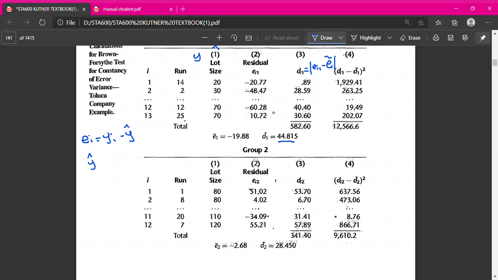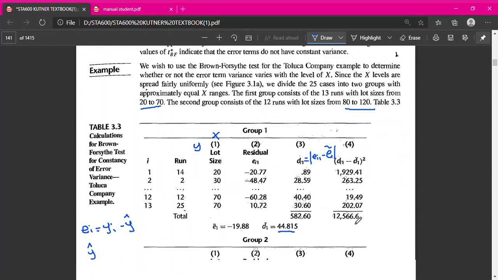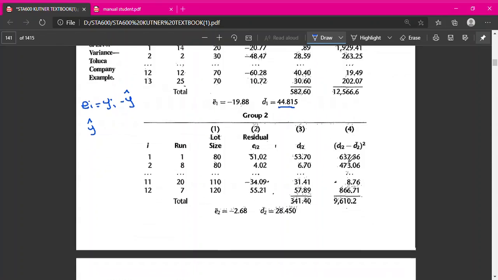Okay, and then we need this column di1 minus d1 bar square untuk cari s square pool tadi kan. So we need this value for each row. Then total of that we will use to find the value of s square here. Alright, so that is the step that you need to do. So do it for both of the groups.